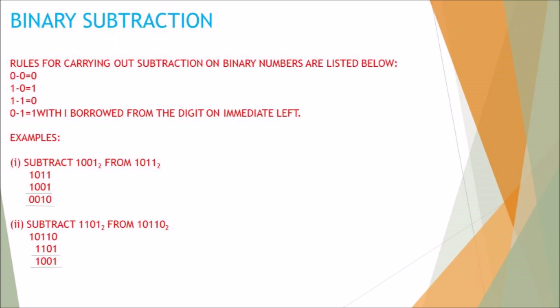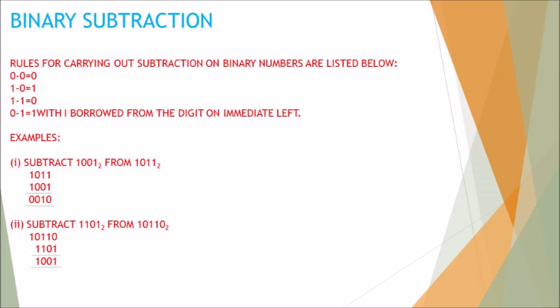Next, we are going to see about binary subtraction. There are some rules for binary subtraction that we have to follow. First is 0 minus 0 is 0, and 1 minus 0 is 1, and 1 minus 1 is 0. Till now there is no problem.